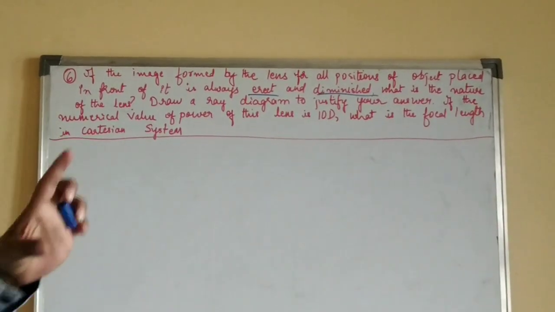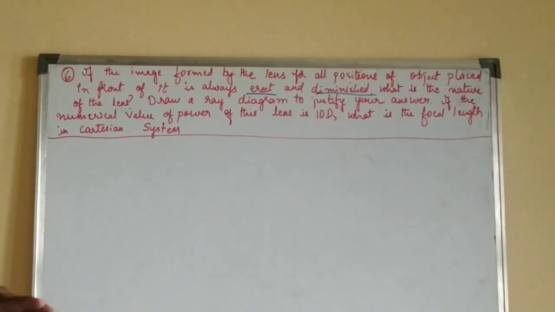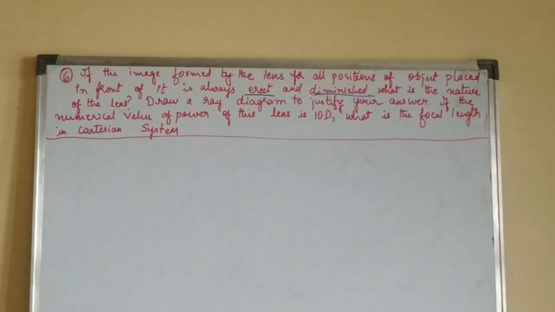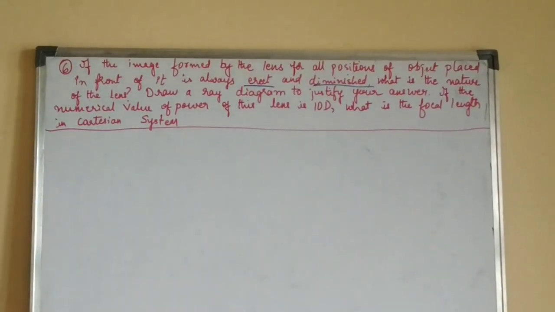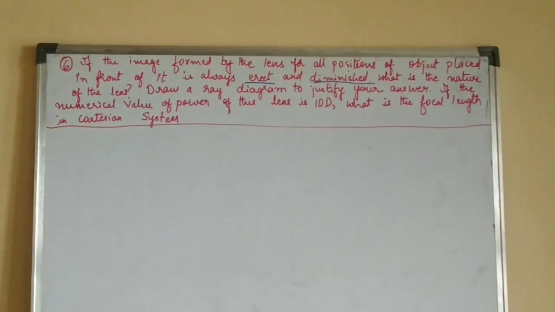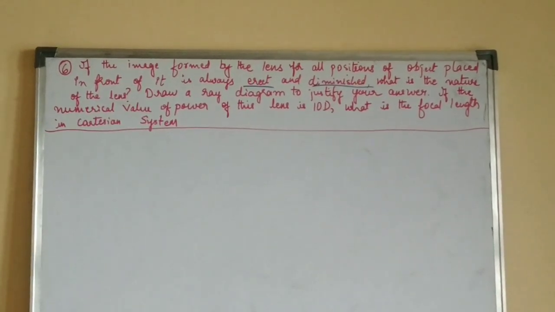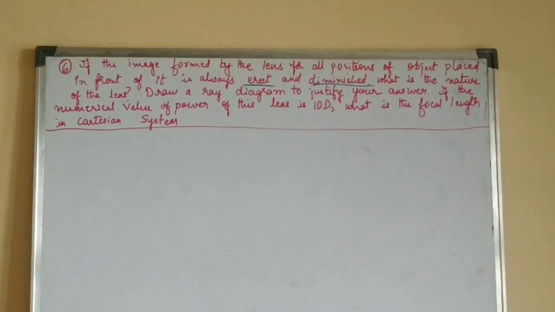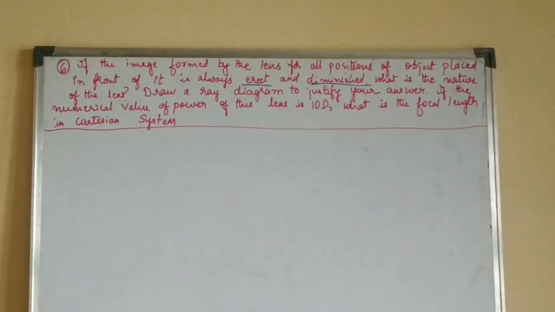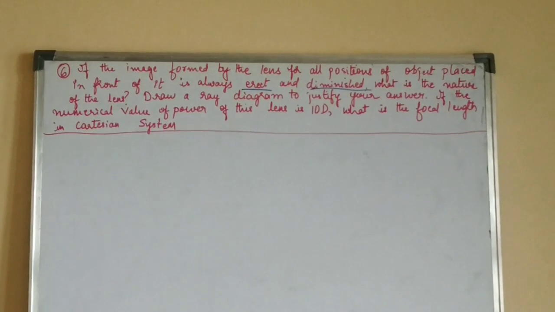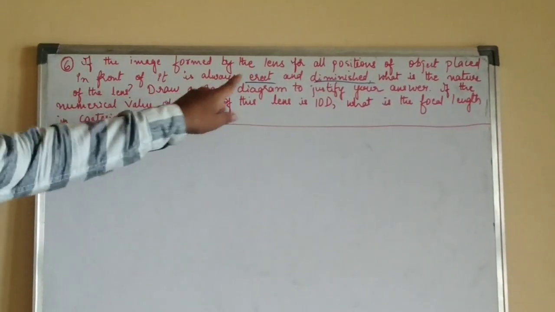You have to draw the ray diagram of the concave lens, the second ray diagram. When the object is placed, the image you are getting is on the same side of the object, but it is diminished. So that ray diagram we have to draw for this. Now you can draw this ray diagram. It is always erect and diminished.